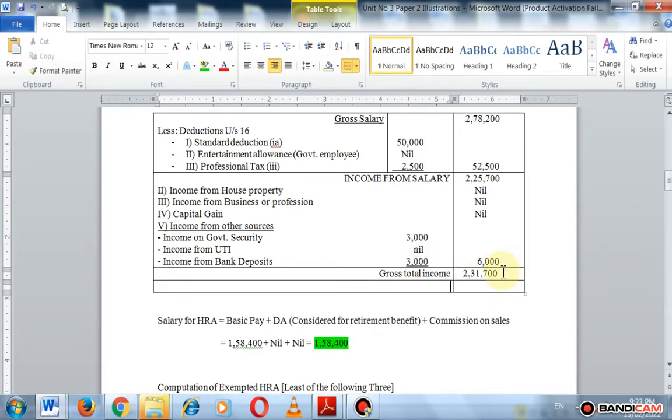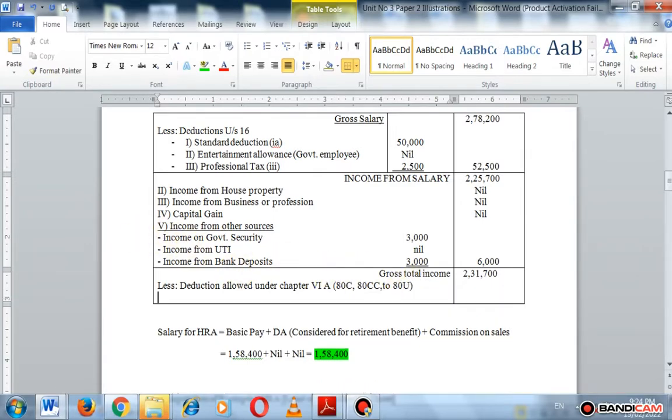Then from the gross total income we deduct the deductions allowed under Chapter VI-A, sections 80C to 80U. We have already bifurcated the deductions one by one.